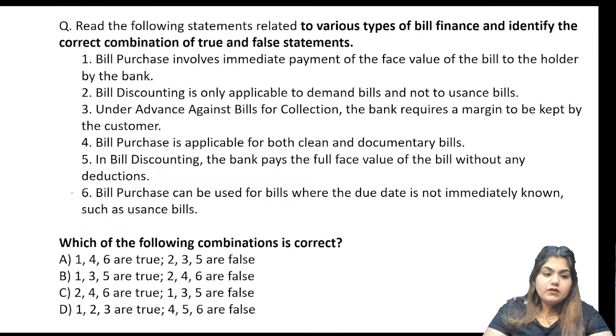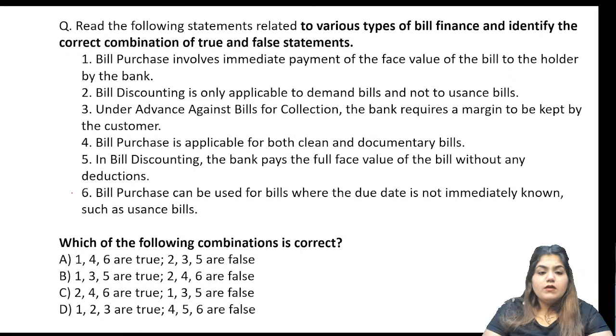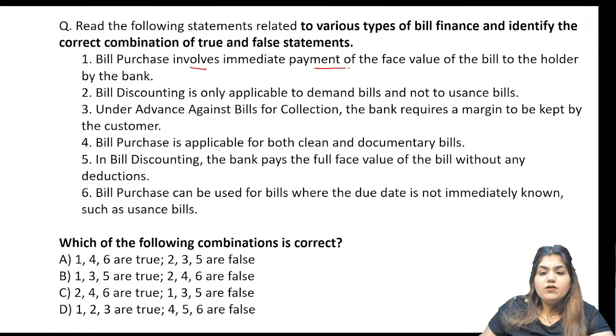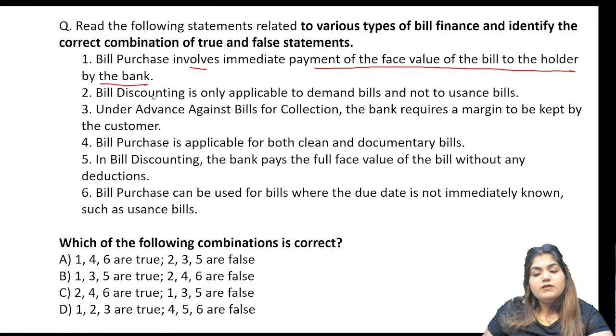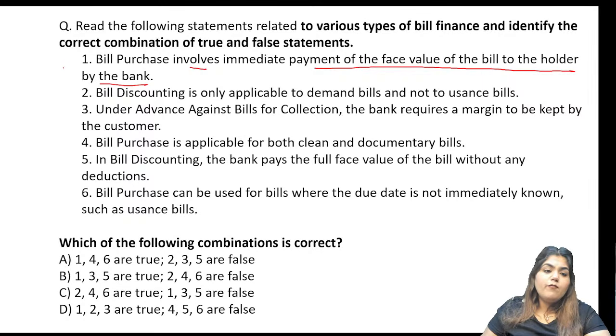Next question. Read the following statements related to various types of bill finance and identify the correct combination of true and false statements. Statement number 1. Bill purchase involves immediate payment of the face value of the bill to the holder by the bank. True. Bill purchase means that you have made the payment of the face value. You have bought the bill.